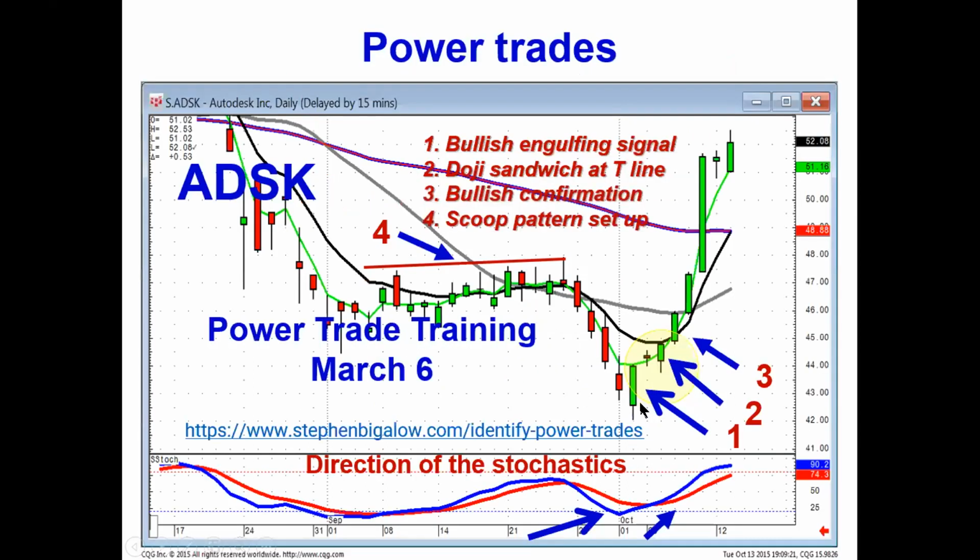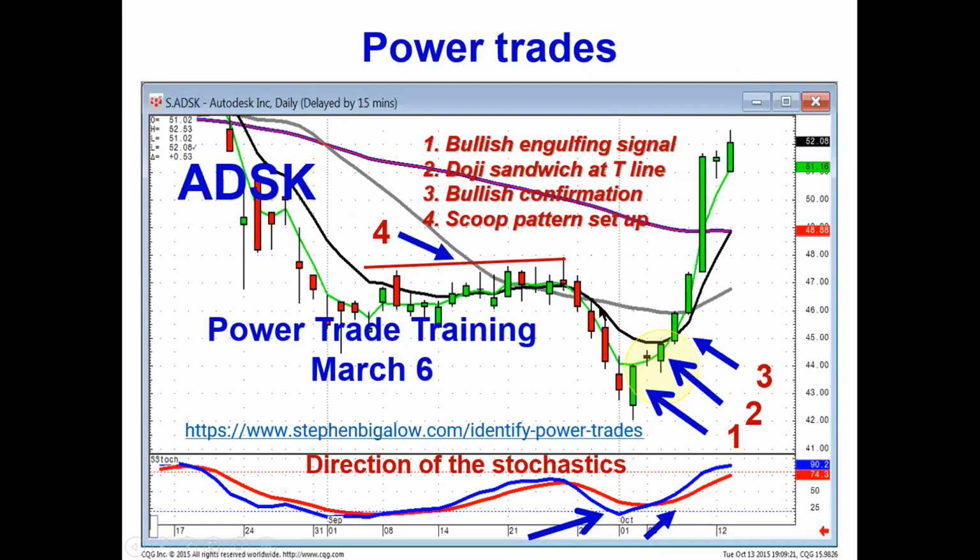So if we see something like this, there's our bullish engulfing signal in the oversold area, followed by a doji sandwich. And what do we imply from a doji sandwich? Well, first of all, the bullish engulfing was a reversal signal. The doji sandwich tells us there's going to be more upside. If there's more upside and it opens positive, what's it tell us about the T line? The T line's not acting as a resistance anymore.